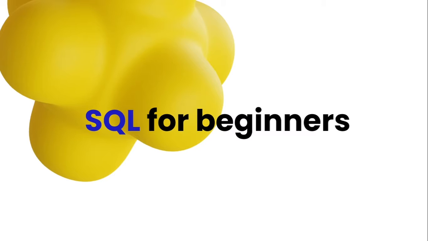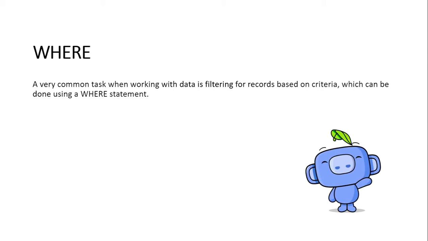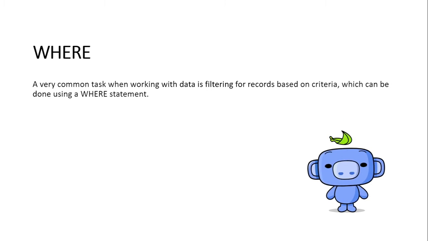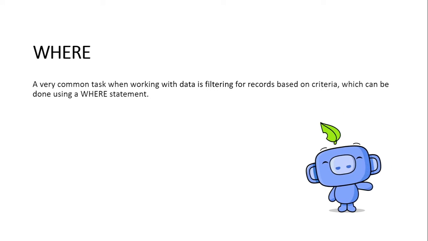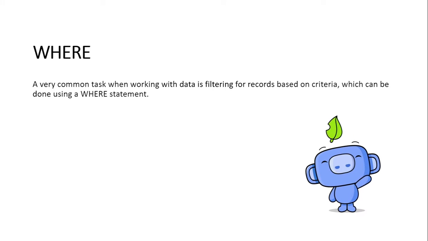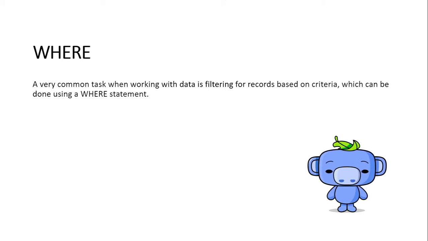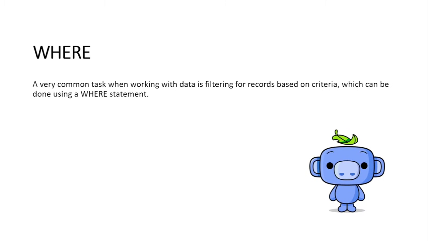In the previous video, we saw how to use the select statement to display the dataset and also extract particular columns from it. Now we'll see how to use the where statement. One of the most common tasks when working with data is filtering for records based on some criteria, and that can be achieved by using a where statement. For example, if you have a customer table and you want the names of customers whose age is greater than 20, we can do that using a where statement.